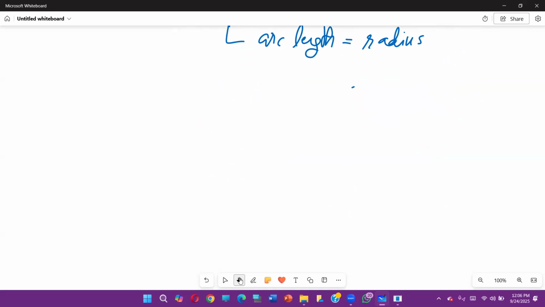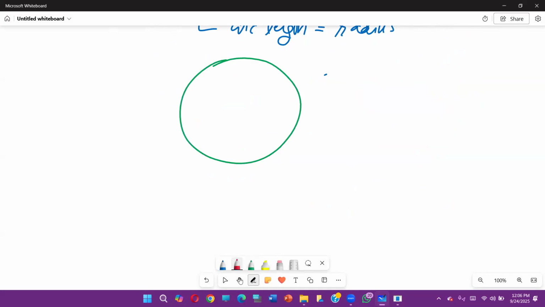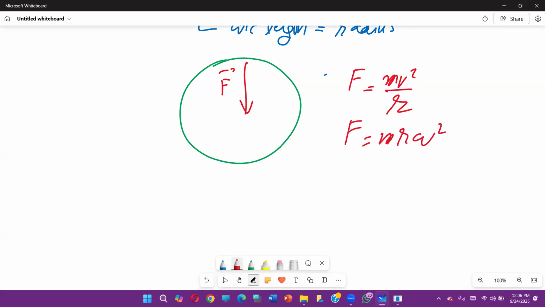In every circular motion, the resultant force is always directed towards the center. And what's the formula for resultant force? Resultant force is m r omega square. In a circular motion, the acceleration is also directed towards the center, and acceleration is equal to omega square r, and acceleration is equal to v square upon r.